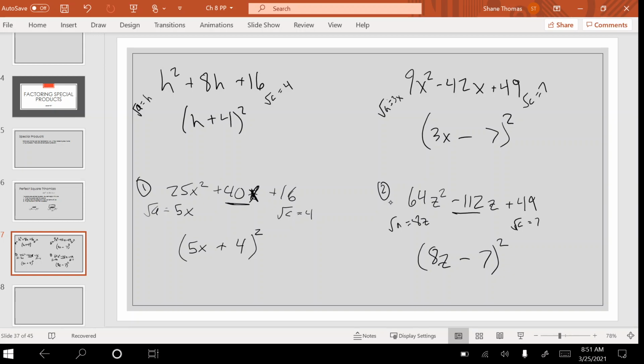There we go. Good. Done. Yeah, that's the first type of special product. Pretty simple, right? No. Second one's even easier yet.